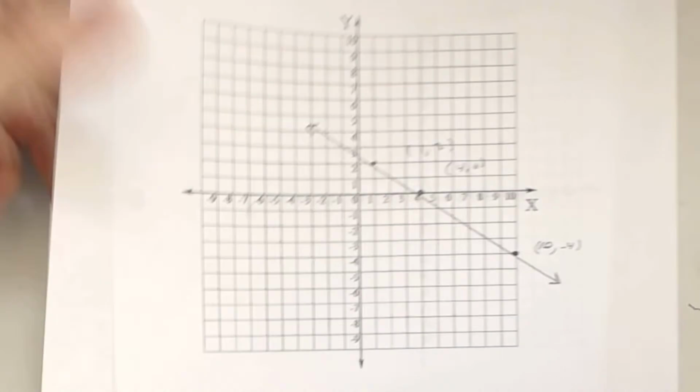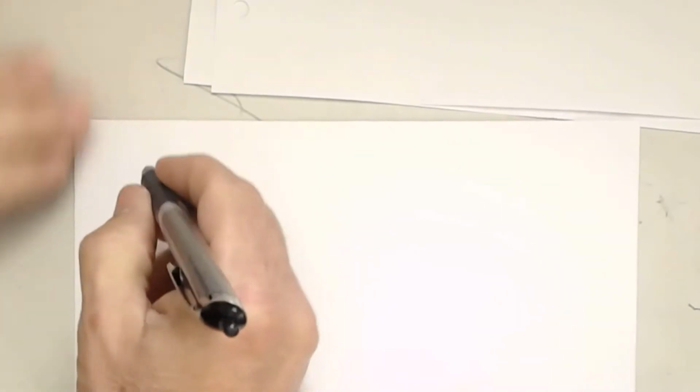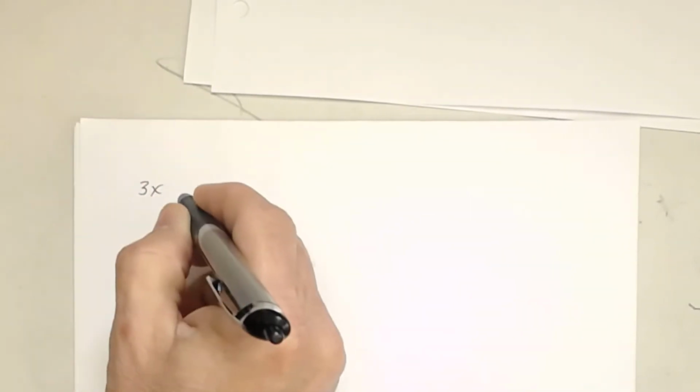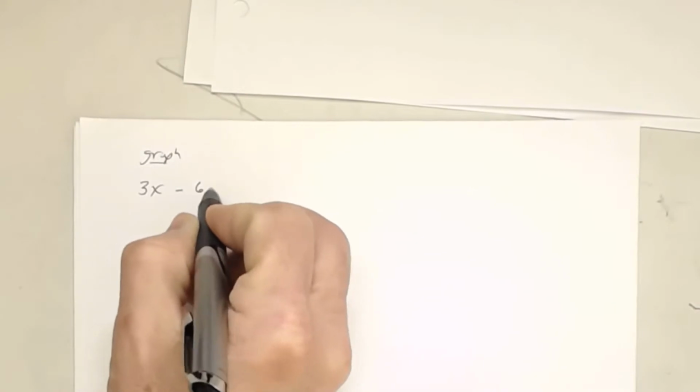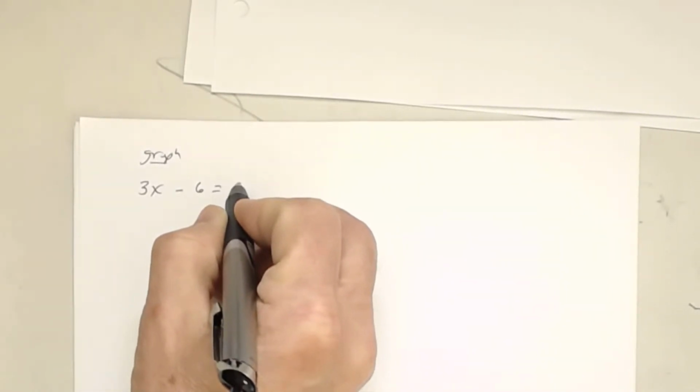Then we looked at this real quick. Suppose you had 3x minus 6 equal, let's say, 3. Let's graph it. Now, what kind of equation is this? It's linear. What letter is missing? Y. So whenever one of the variables is missing, what kind of line will you get? Either horizontal or vertical. Very good.